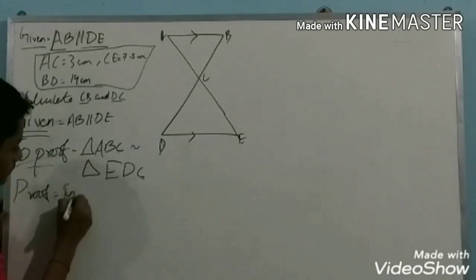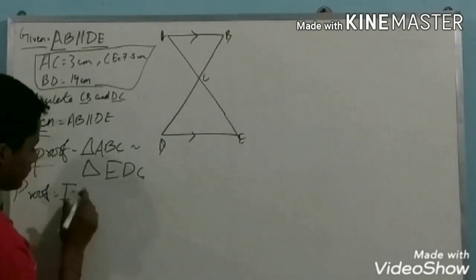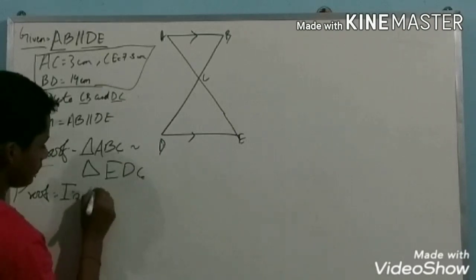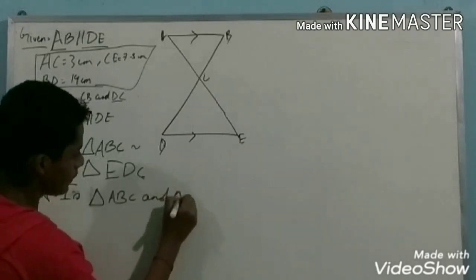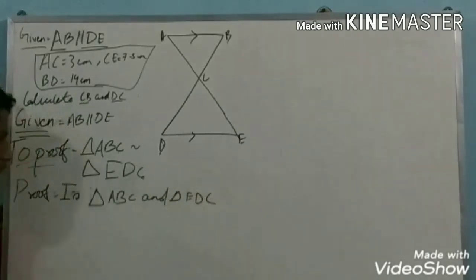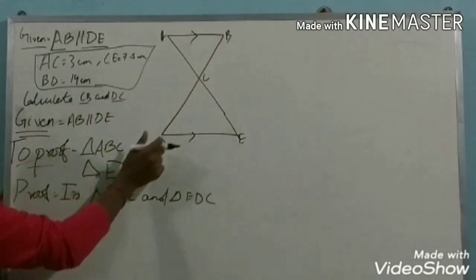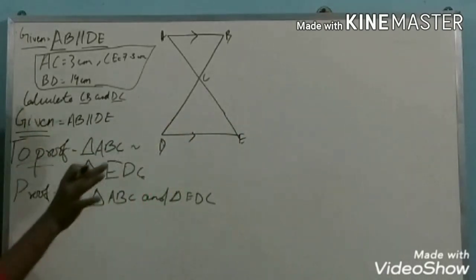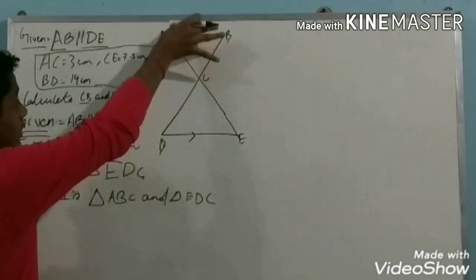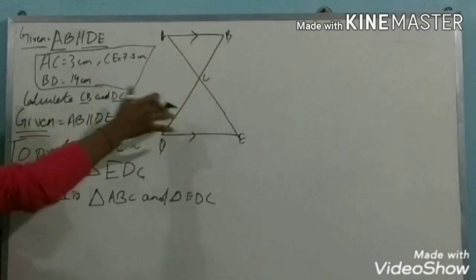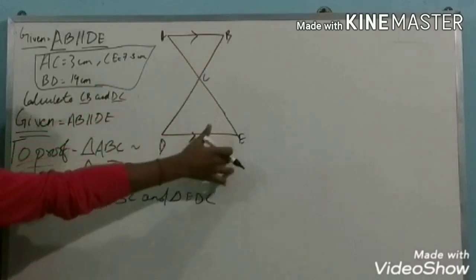Proof: in triangle ABC and triangle EDC. As I said before in the video, the naming of both triangles should be in the same format: ABC corresponds to EDC.